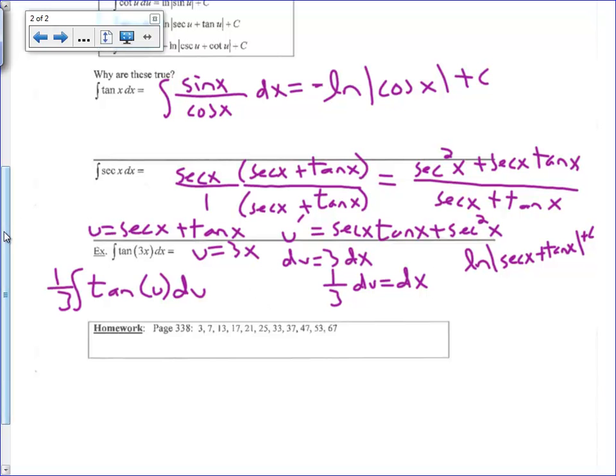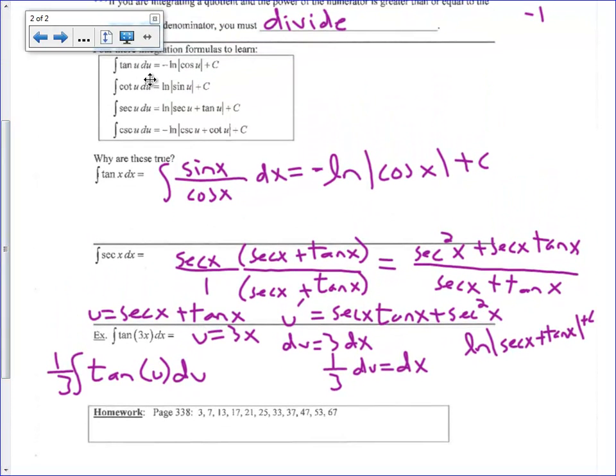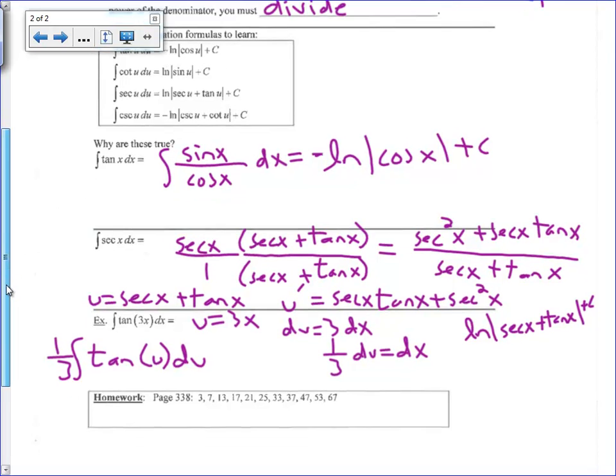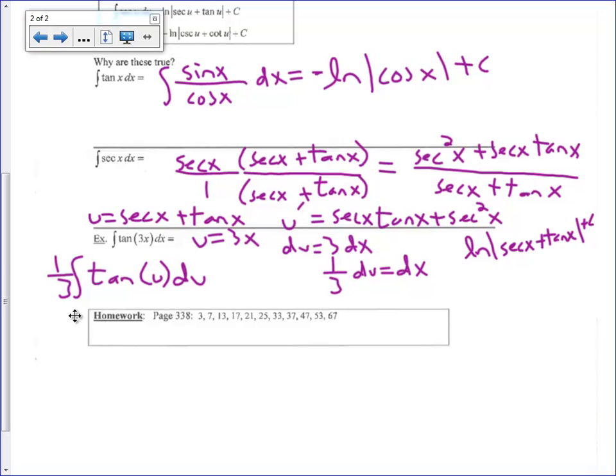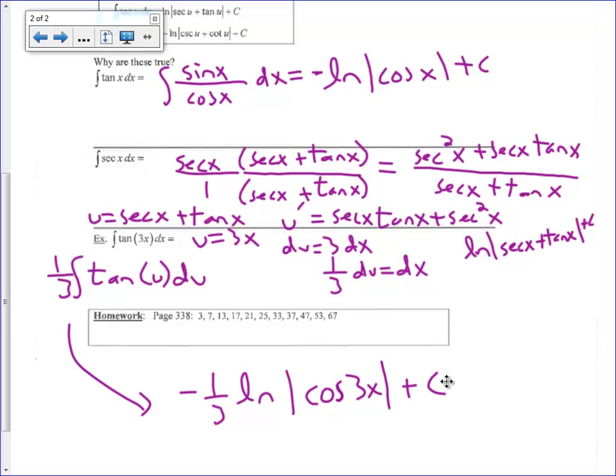And so I can use my formula. The integral of tangent of u is negative natural log of the cosine of u. So my answer to this, I'm going to scoot it down here to the bottom, is going to be negative 1/3 natural log of the absolute value of cosine of u, and u was 3x, plus c.